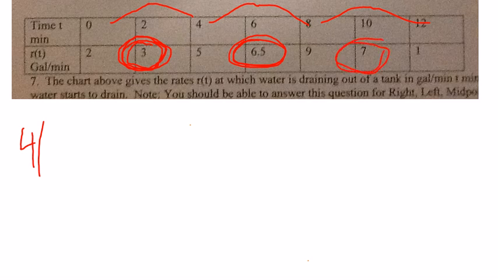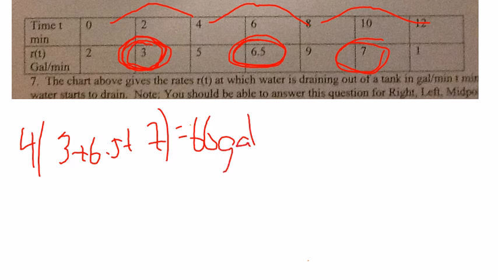So I just do 4 times the sum of those guys. 3 plus 6.5 plus 7. And that comes out to be 66 gallons. If I had a wider interval or more data, then I could do a midpoint rule with more than just 3 subintervals. All right. So anyway, let's move on to B.